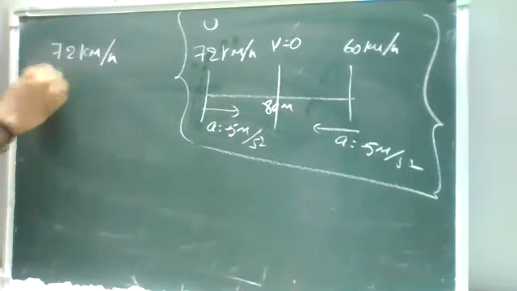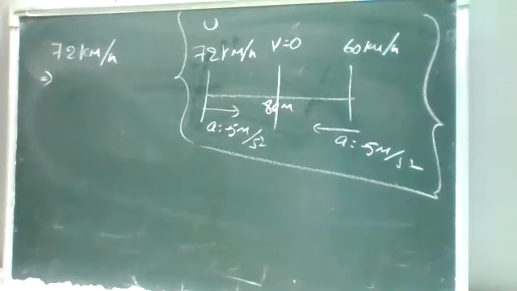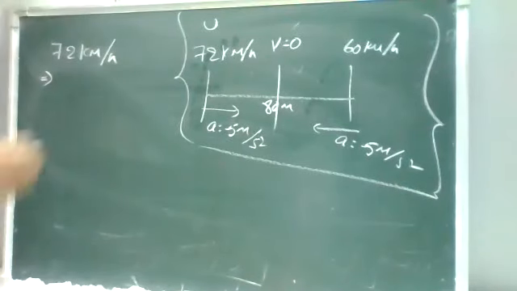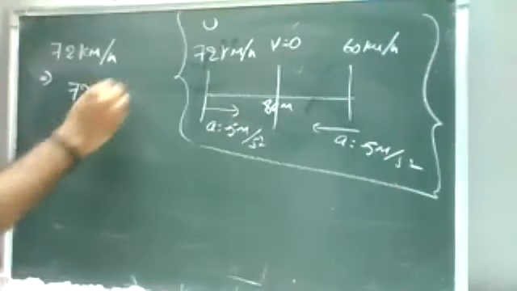Convert this. What is the value of 72 kilometers per hour in meter per second? How to convert? Yes, ma'am, it is 20. Okay, others, how do you convert? Anyone? Kilometers per hour to meter per second.